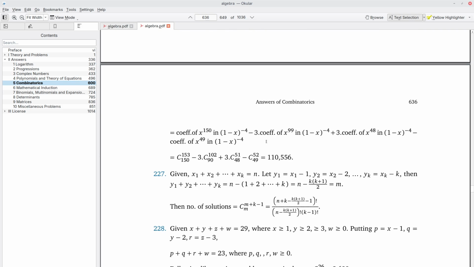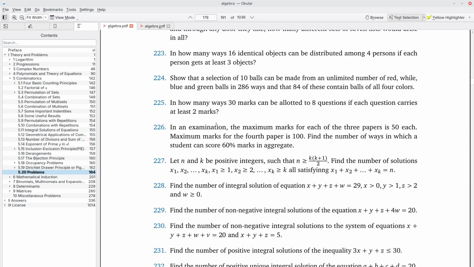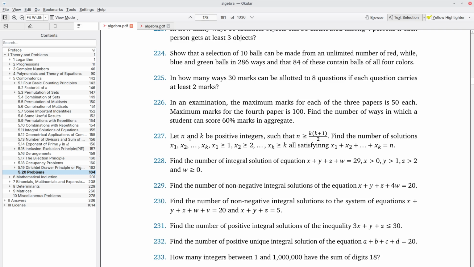And then we expand that and we have the result as 153C50, minus 3 into 102C51, plus 3 into 48C..., and minus 52C49, and the total is 110,555.